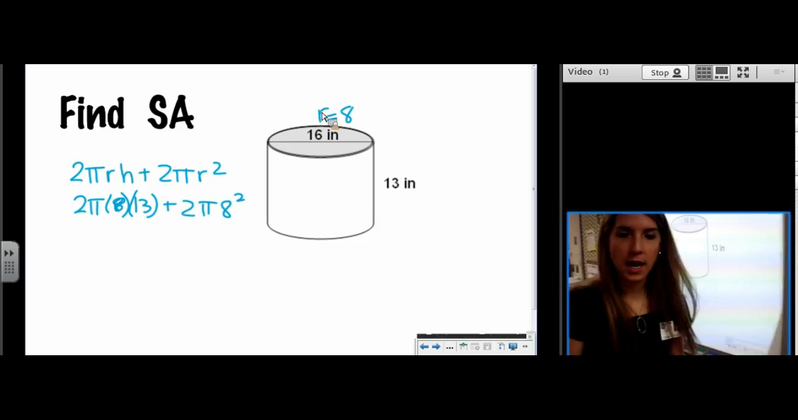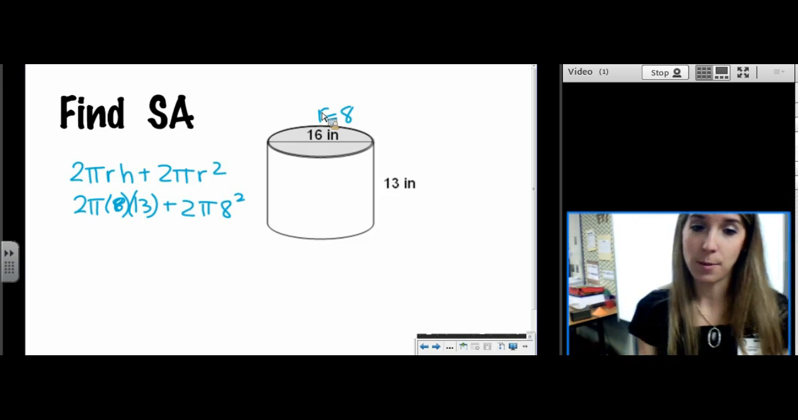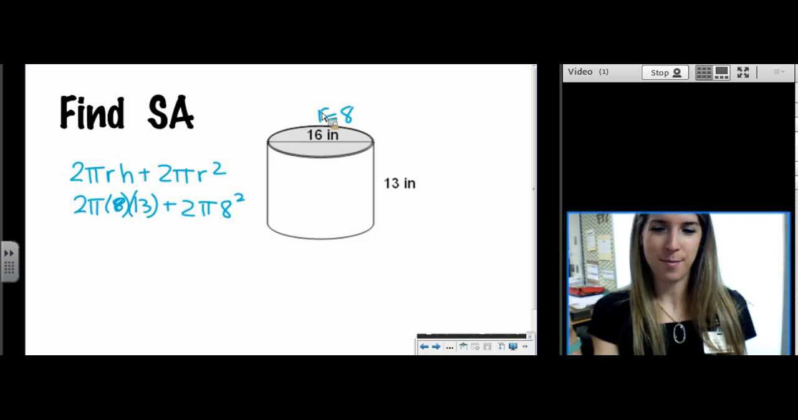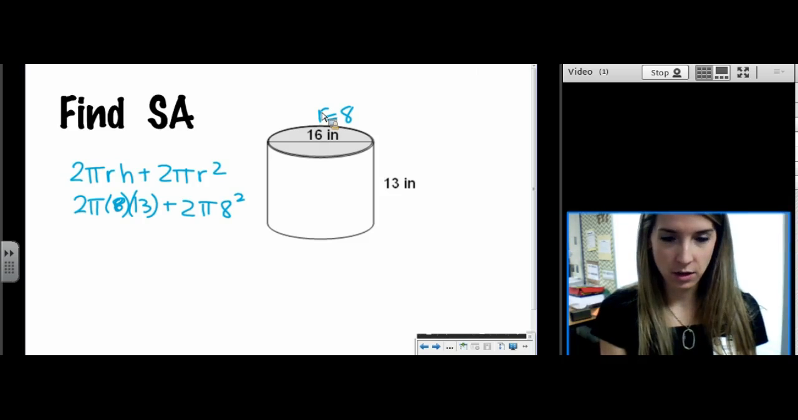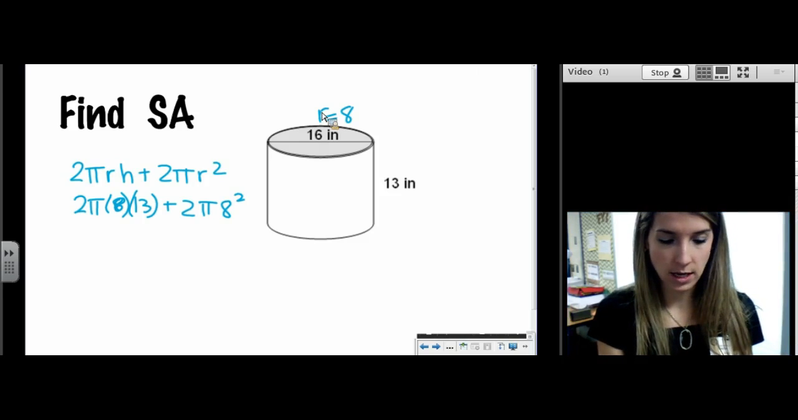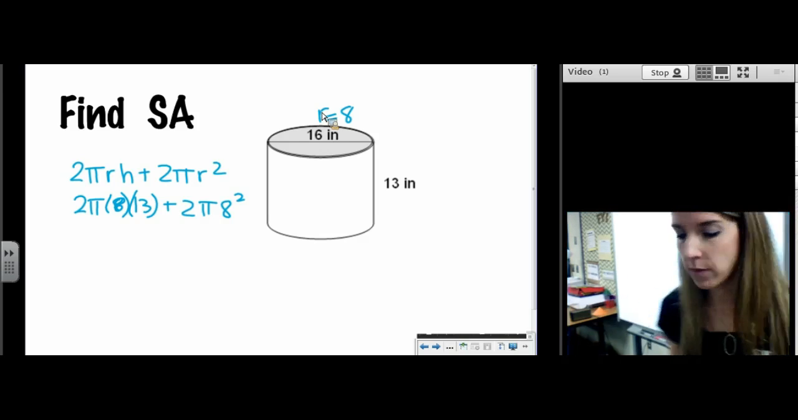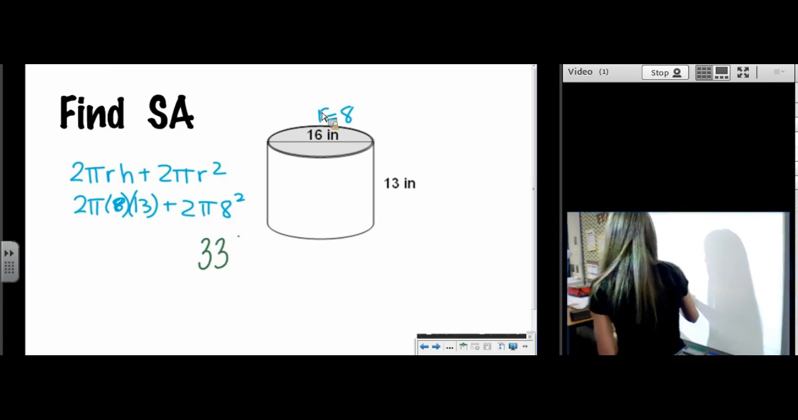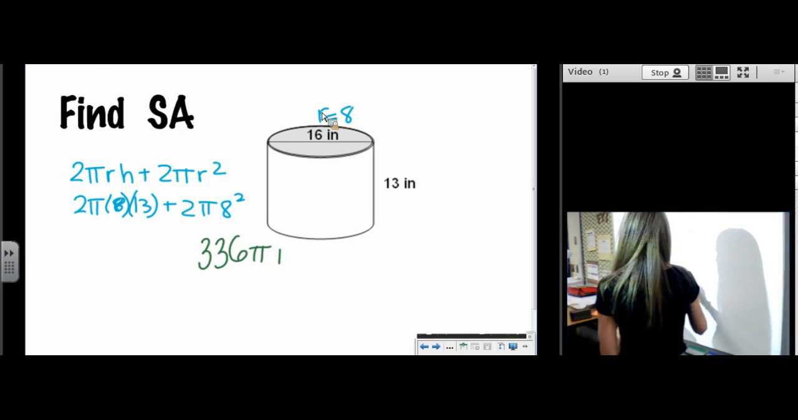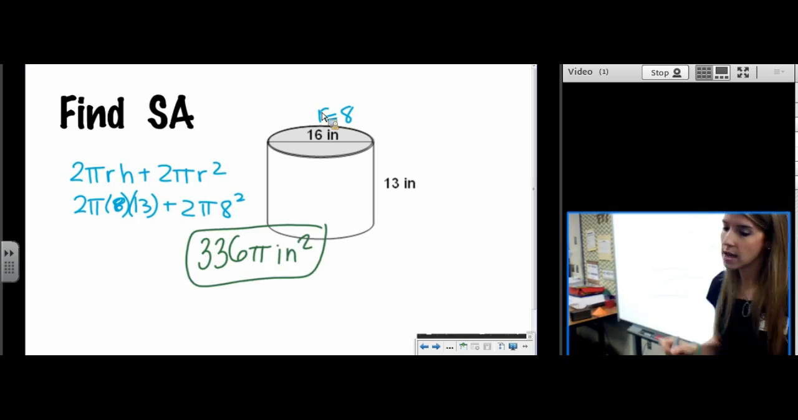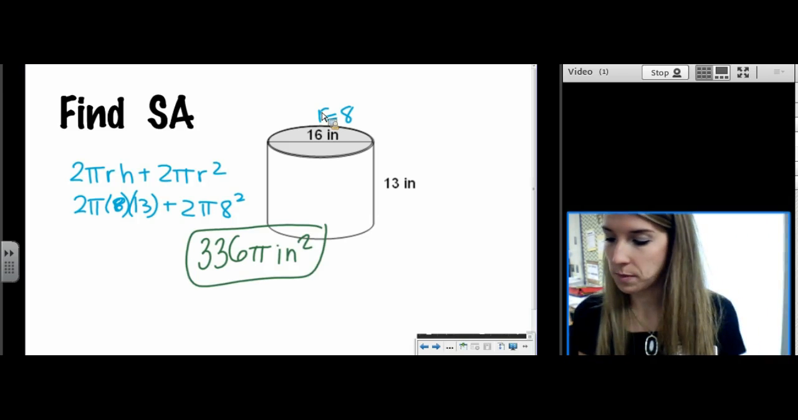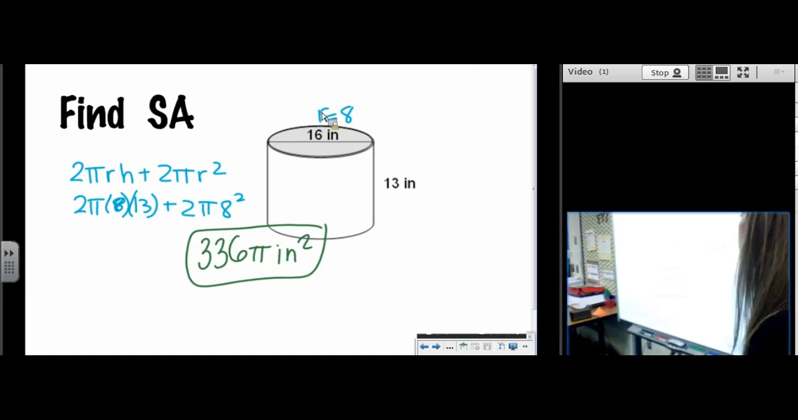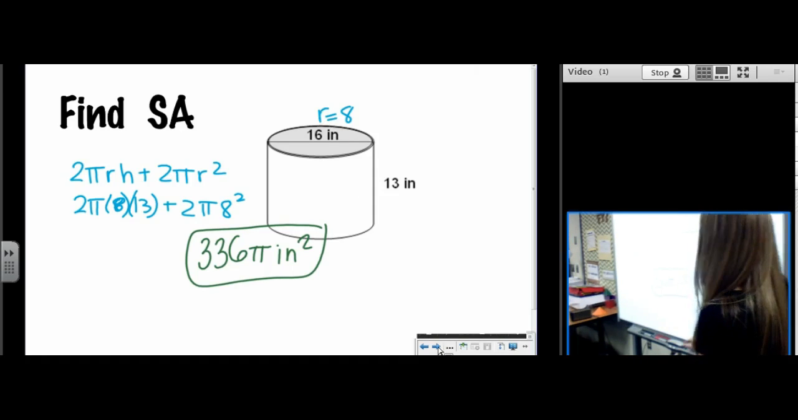So remember, most of the time we keep it in terms of pi. So while we're going to our calculator, we just skip over the pi. We hop over it. So 2 times 8 times 13 plus 2 times 8 squared. Very basic problem. 336 pi inches squared. Remember, area is inches squared. Volume would be inches cubed. Area is 2D. We learned that. Talked about that extensively on Friday.